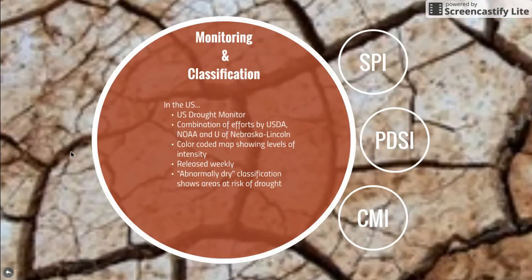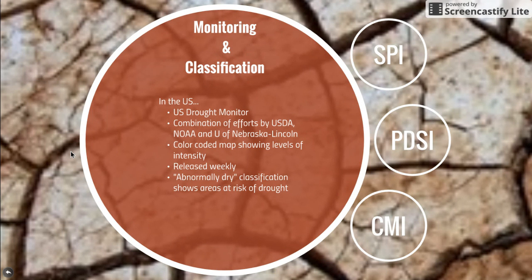Now let's take a look at monitoring and classification. As previously mentioned, drought can be particularly difficult to measure as it is hard to mark the beginning, end, and severity of the event. However, some tools have been developed to help determine these factors.